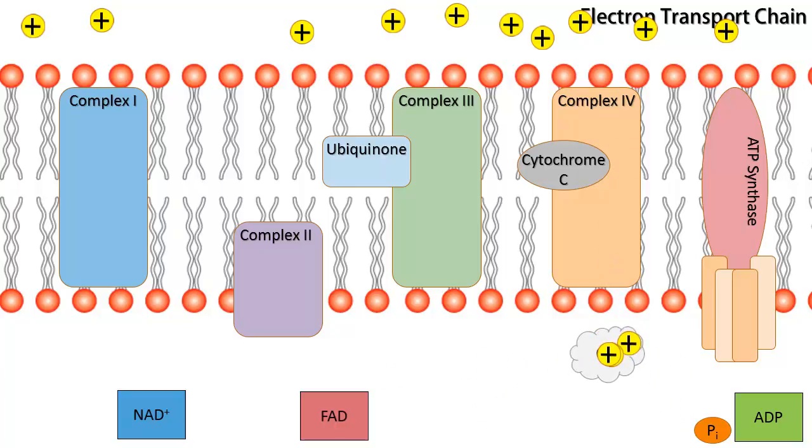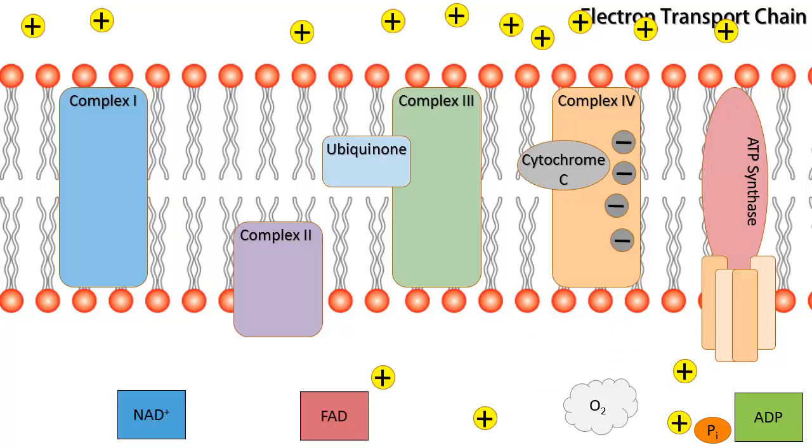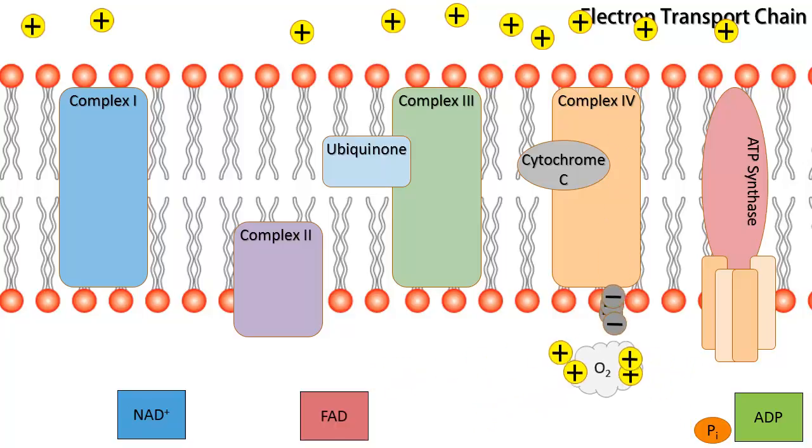We have an oxygen molecule in the intermembrane space, 4 protons, and then in complex 4 we have 4 electrons. All of those things, I rewound it so we could see it again, all of those things will join up. 4 hydrogen atoms, 2 oxygen atoms, and 4 electrons will join up to create 2 water molecules.